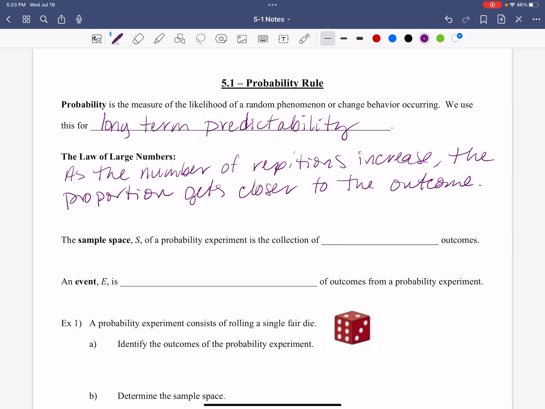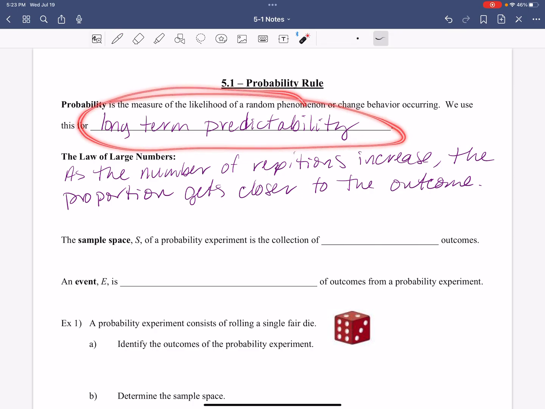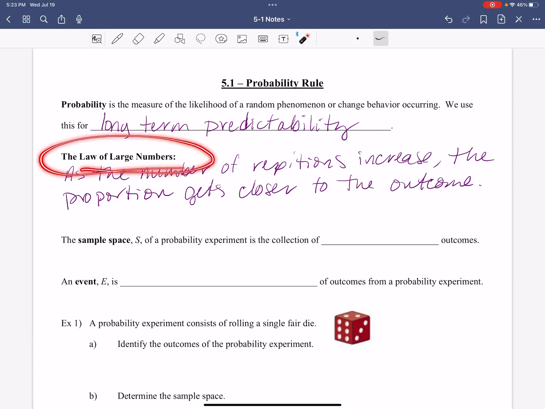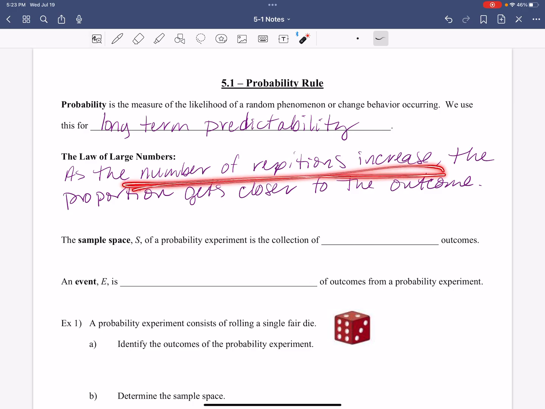If you only look at something 3 times, that's not an indicator of what you can do to have long-term predictability. Do you see where we're going with this? So the law of large numbers says the more repetitions that you do, the more accurate your outcome will be. That's the law of large numbers. That's a big deal.